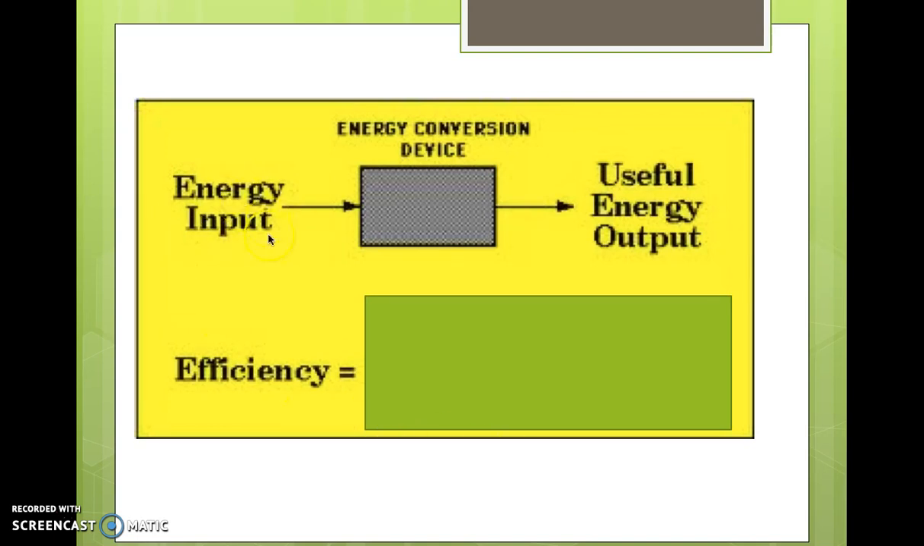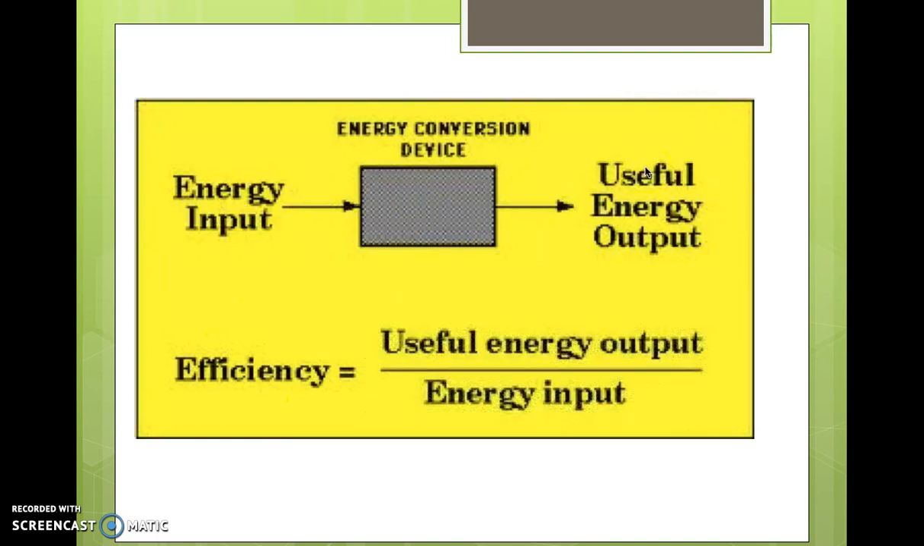So when we have energy input, some sort of conversion device, and then energy out, the useful energy output, if we divide the energy output by the energy input, we get the efficiency, and then we can times that by 100 to get the percent efficiency.